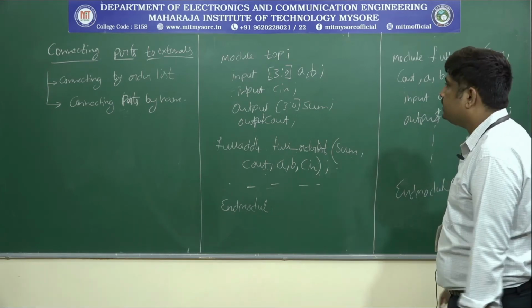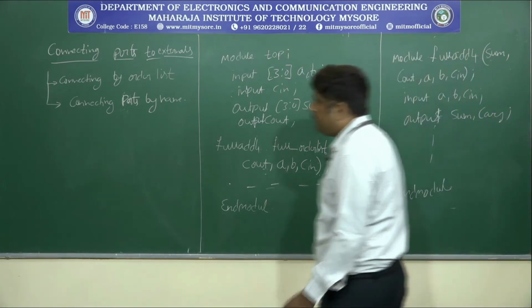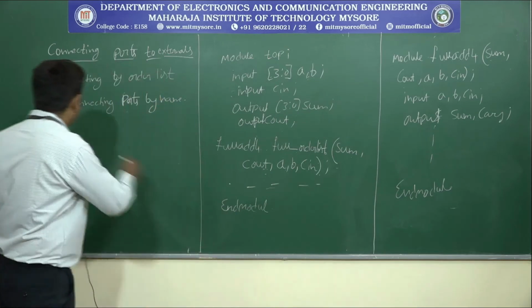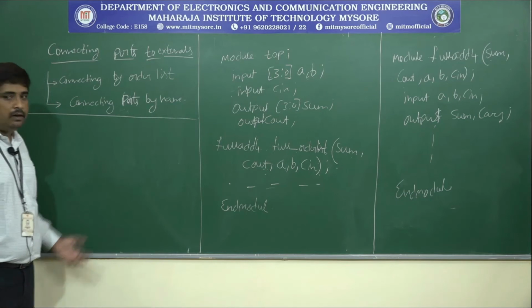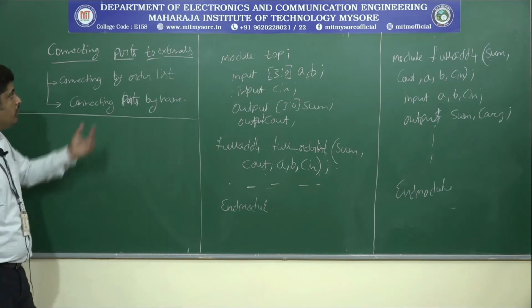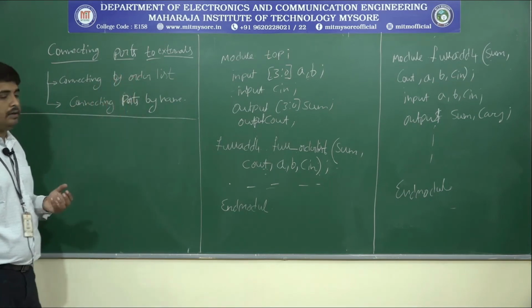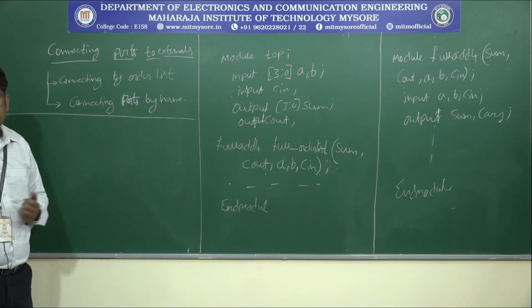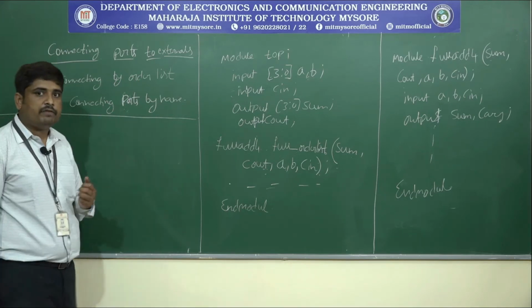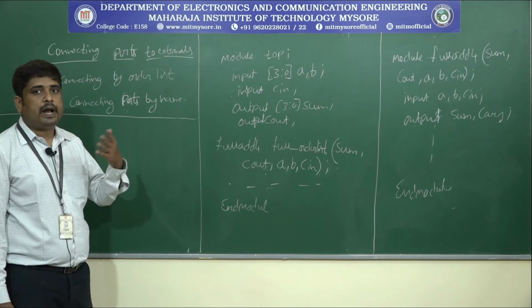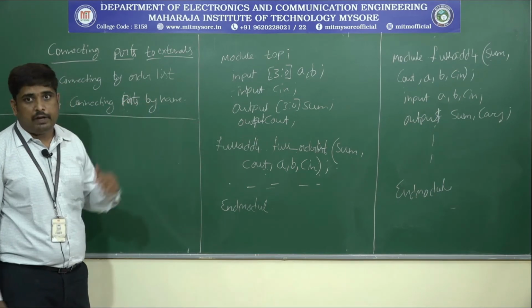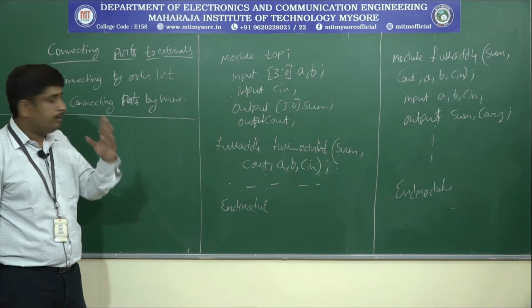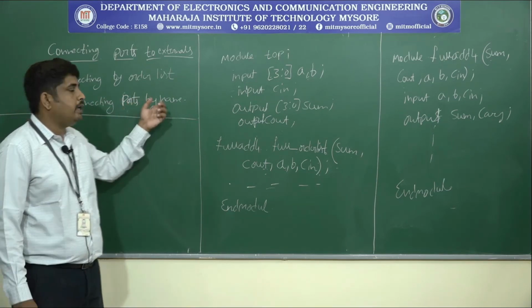Next we have to consider connecting ports by name. Let us take a simple example. What is the difference for connecting ports by name? Earlier we had to mention the order list. Suppose there are 50 ports. Practically it's impossible to represent all the 50 ports. At that time it can be replaced by connecting ports by name.